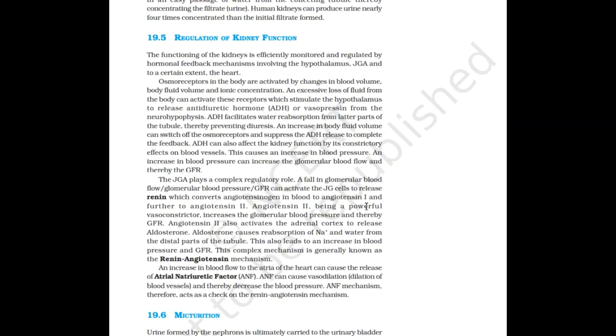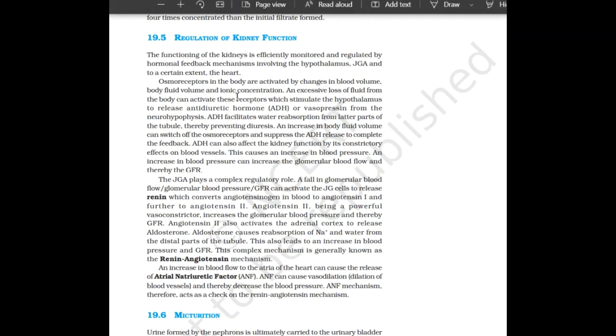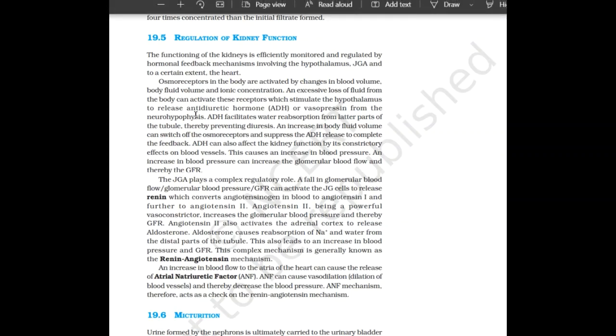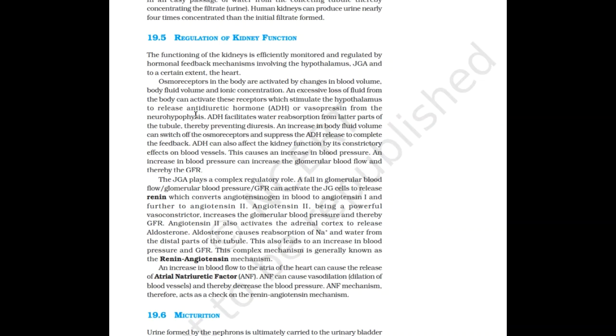The functioning of the kidney is effectively monitored and regulated by hormonal feedback mechanisms involving the hypothalamus, JGA, and to a certain extent the heart. Osmoreceptors in the body are activated by changes in blood volume, body fluid volume, and ionic concentration. An excessive loss of fluid from the body can activate this receptor, which stimulates the hypothalamus to release antidiuretic hormone, ADH or vasopressin, from the neurohypophysis. ADH facilitates water reabsorption from the later part of the tubule, thereby preventing diuresis.